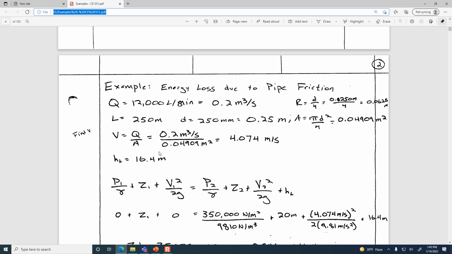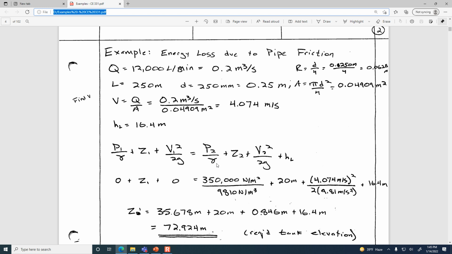Okay, now the problem statement itself tells us what the head loss is, 16.4 meters. And so then if we do all of those substitutions into the required elevation for the tank at 1, if you do include the velocity head, then it would be 72.92 meters. Now if you look at the magnitude of this, 35 meters of elevation is to provide the pressure that's required. 20 meters of that elevation is just simply because this building is on a hill, so the tank has to be at least as high as the hill. So this is the Z.